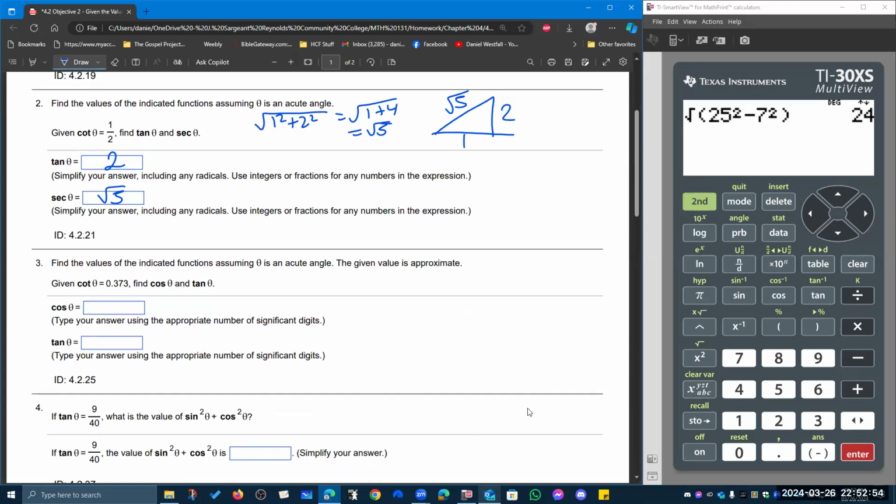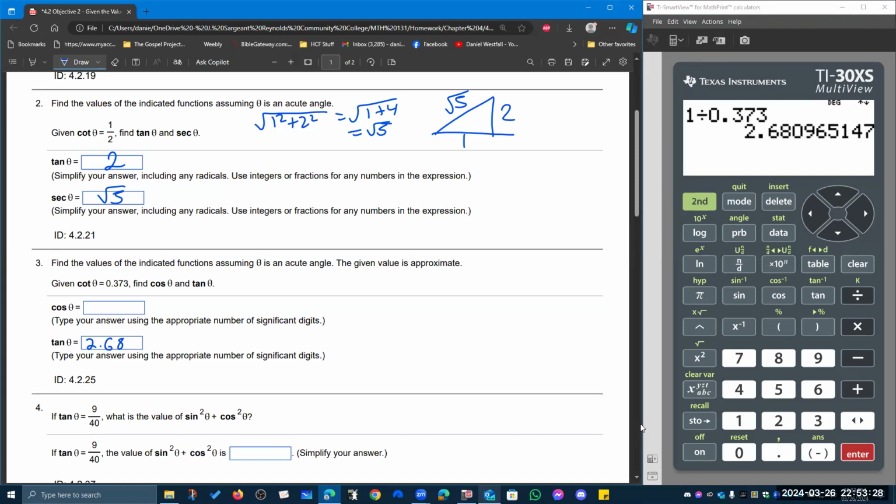Now we have some decimal stuff to deal with here. So let's just start with the easy one. If cotangent is 0.373, then 1 divided by 0.373, the reciprocal of cotangent, will be tangent. And we're going to round to 3 significant digits here, 2.68.